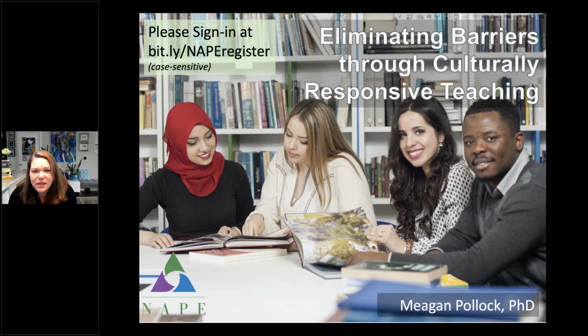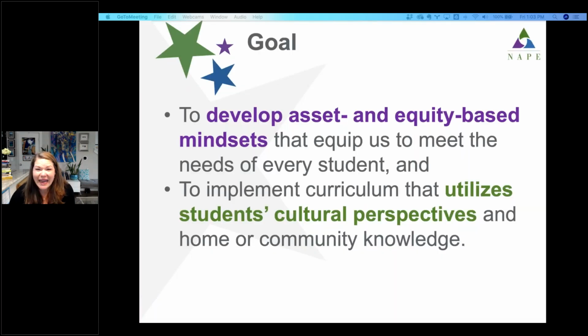So what we're going to be talking about today is how we can, as educators, in whatever role and capacity that you serve, really begin to eliminate some of the barriers that our students face through culturally responsive teaching. So our overarching big goal, and not necessarily what we're going to accomplish today, but the goal of why we're talking about this, is so that we can start to develop asset and equity-based mindsets that equip us to really meet the needs of every single student that we serve.